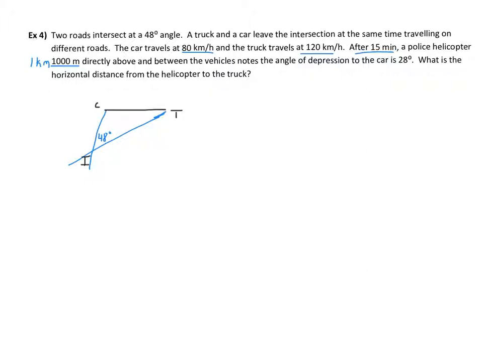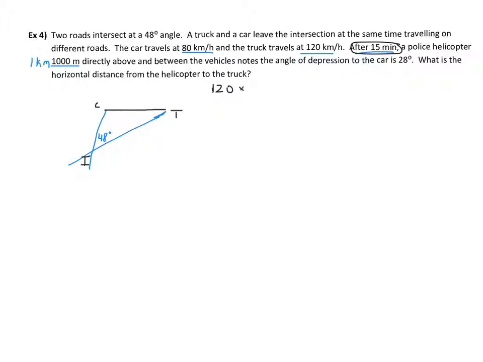The truck is traveling at 120 kilometers per hour, but it's for 15 minutes, which is 1/4 of an hour. I could either multiply this by 0.25, because that represents a quarter. A quarter of a dollar is 0.25, okay, a quarter of a dollar. Or I could just divide it by 4.